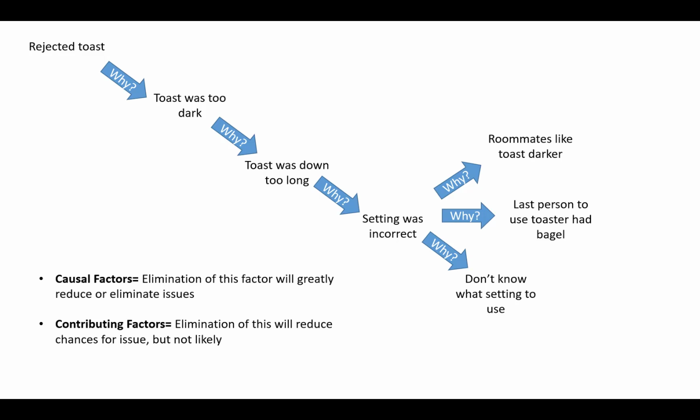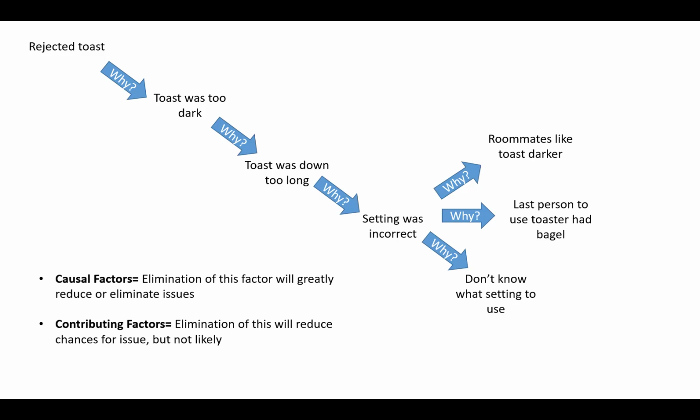So maybe we choose to also address contributing factors, but we definitely want to address all the causal factors. And there's some judgment here. So, okay, the roommate likes their toast darker. We can't affect that, right? That contributes, but there's not really a good way to affect that. We can't change our roommate's taste for toast, okay?